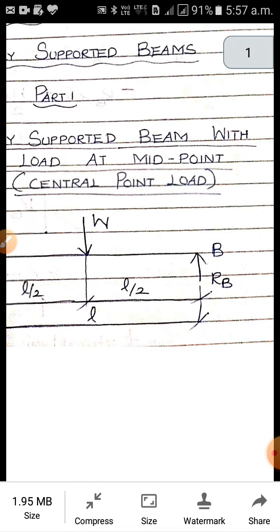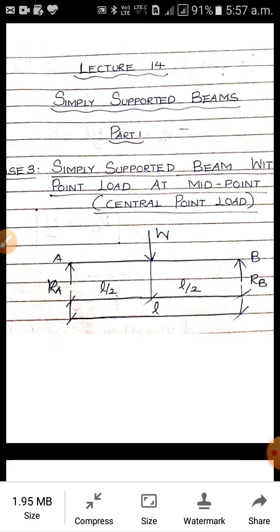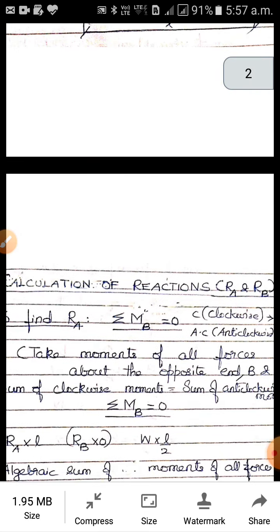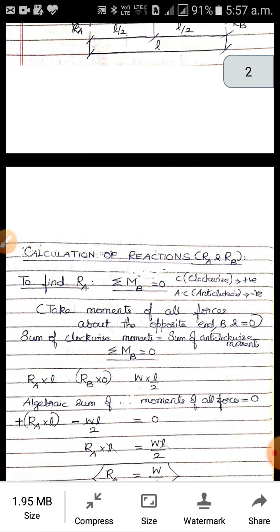So you have to mark the reactions, and in a simply supported beam the very first step is calculation of reactions. In a cantilever beam there is no need to calculate the reactions. You can directly go to the shear force calculation and bending moment calculation. But here you have to calculate the reactions RA and RB.